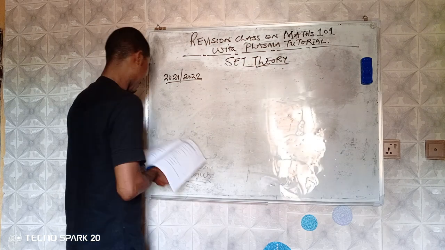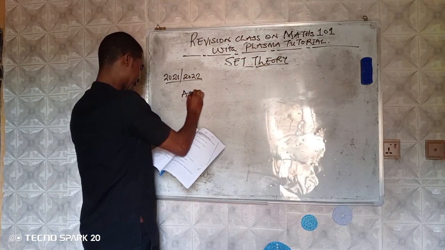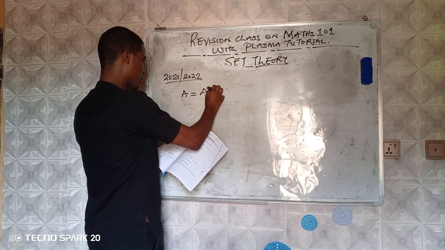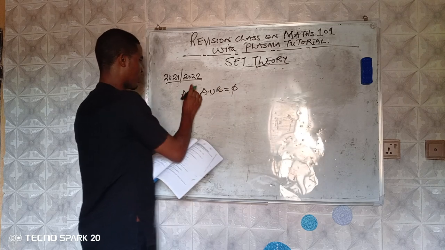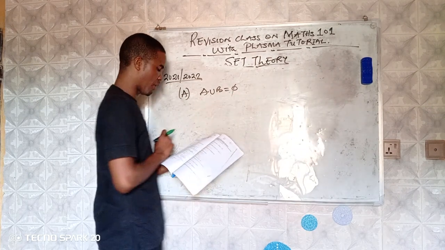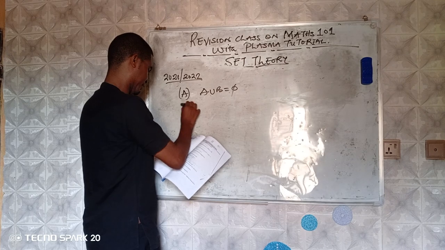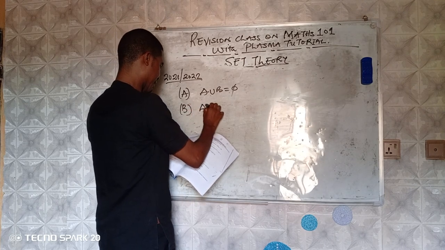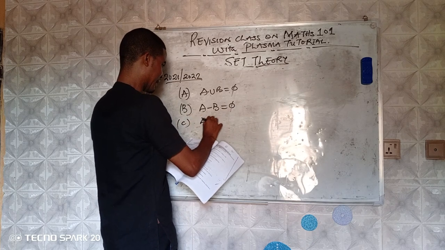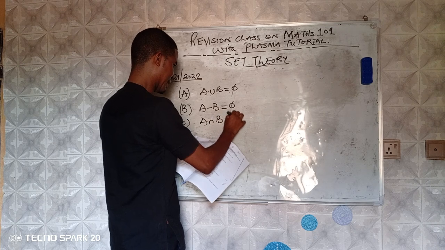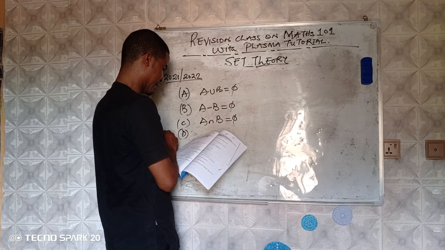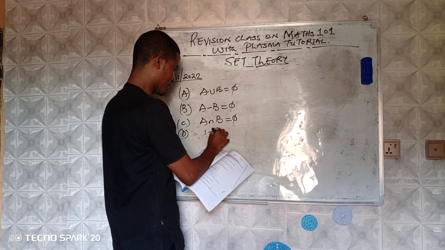Let's see what we have there. Option A: A union B is an empty set. Is that what we call this? Look at option B: A minus B is an empty set. Option C: A intersection B is an empty set. And let's see option D there.